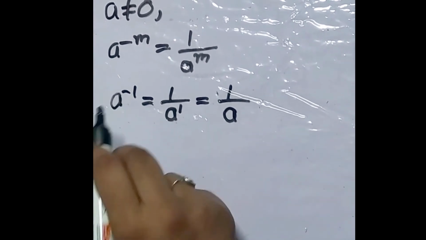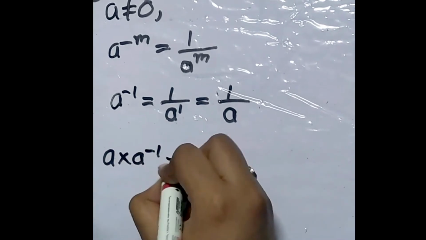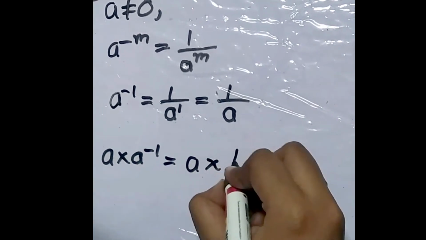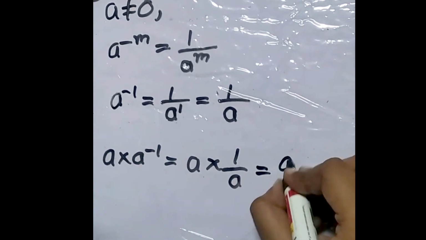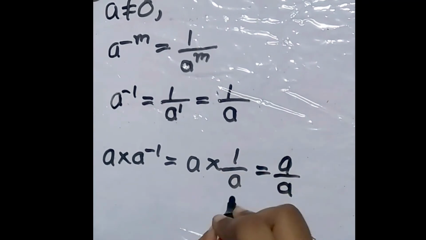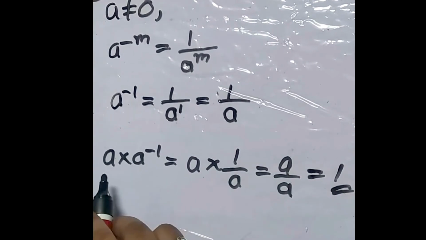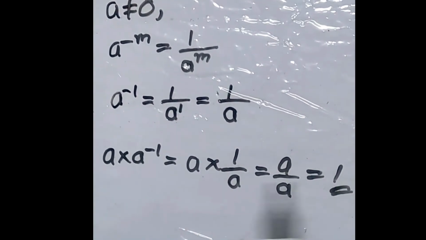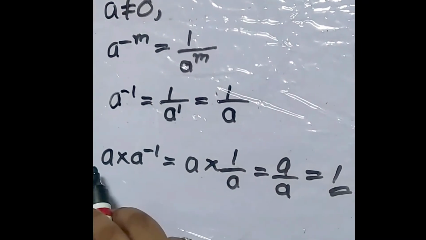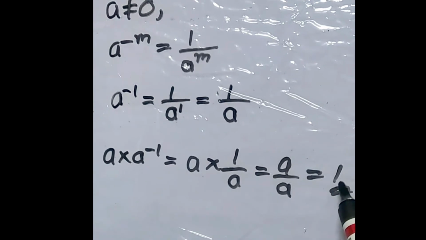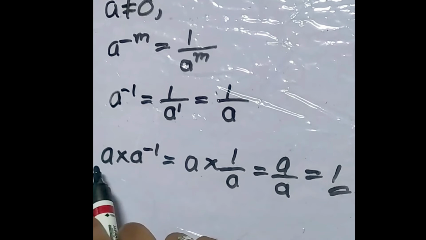Okay, this a raised to minus 1, because see, if we multiply a into a raised to minus 1, it is equal to a into 1 upon a, which is equal to a upon a, which is equal to 1. So a into a inverse is always 1. a can be any non-zero number. If we multiply a by a inverse, the answer will be 1. So a raised to minus 1 is called the multiplicative inverse of a.